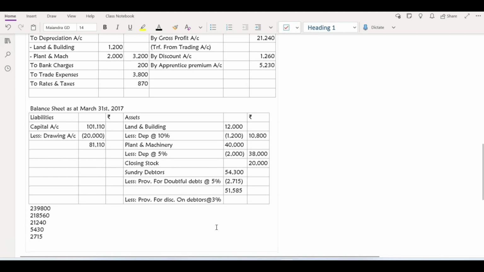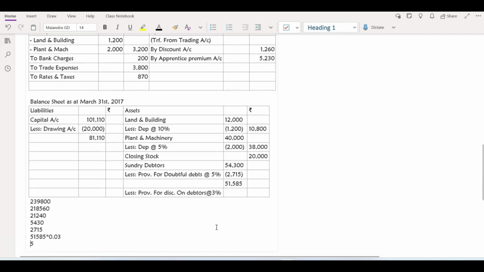Now we have to do the calculation properly. 51585 into 0.03. All right, so this calculation I have to do in my notebook. 51585 into 3%. 3 5s are 15, 3 8s are 24, 25. Maybe not. I need pen paper for this one.